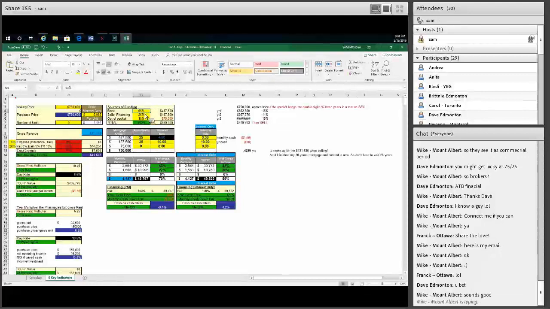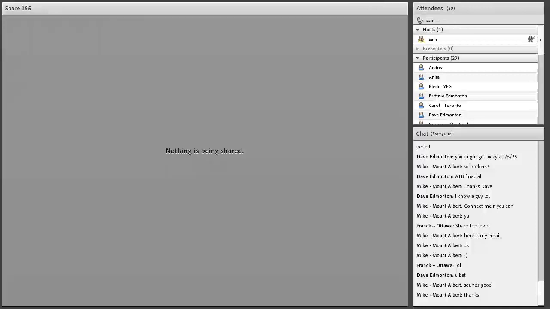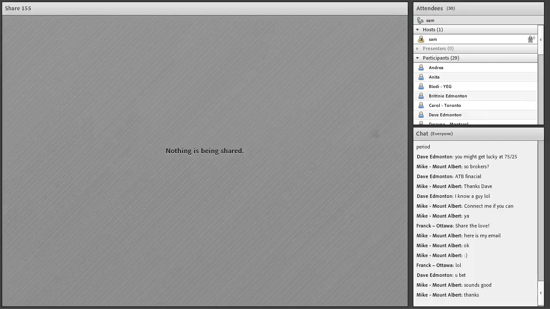Okay, good. Any other questions from anybody on this particular property? No, we're good? Okay, so I'm going to stop sharing for a second. I'm going to bring up some new ones that I got. Okay, so now I got the townhouse here, I think.